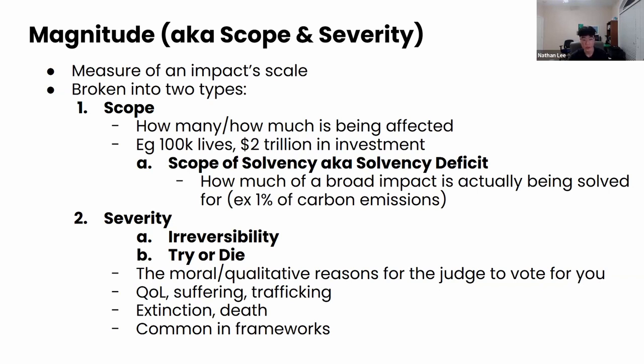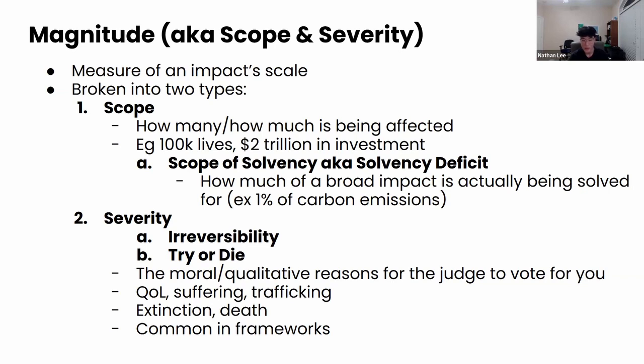The second form of magnitude weighing is severity, which can be broken up into two types. For example, there's irreversibility and there's try or die weighing. The way you usually use those two is that if something is so severe that once it happens, it can't be reversed, that means that it always comes first on your ballot. And second is try or die weighing, which means that even if your probability isn't super high, the fact that your impact is so severe means it always comes first on your judge's ballot.